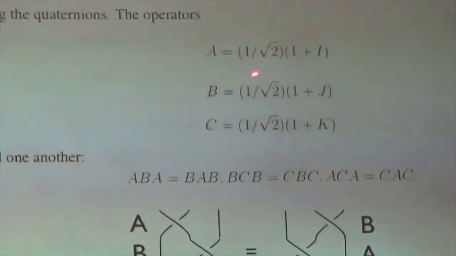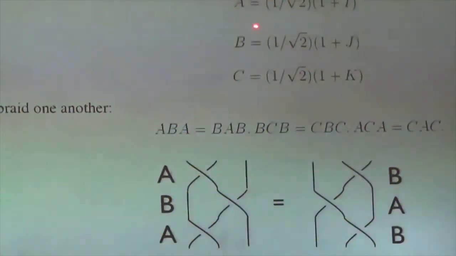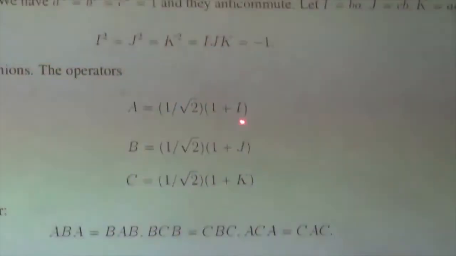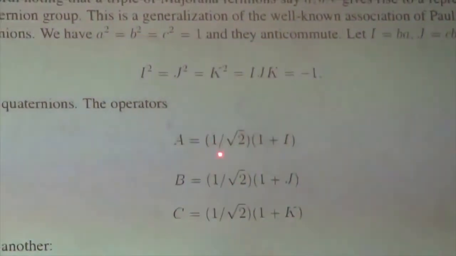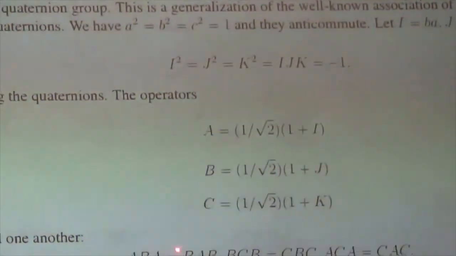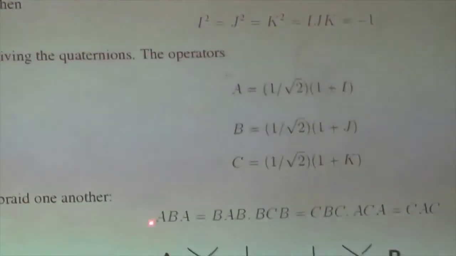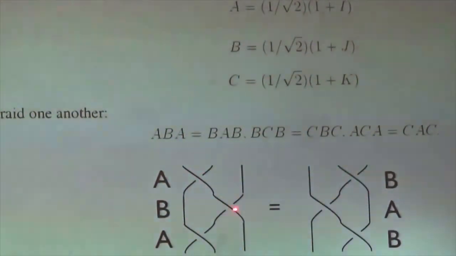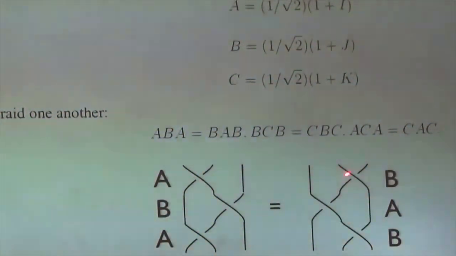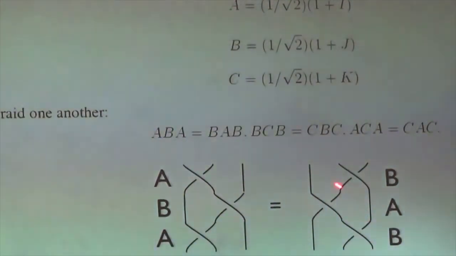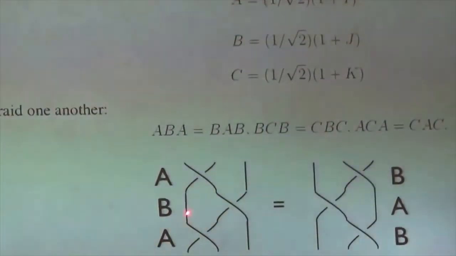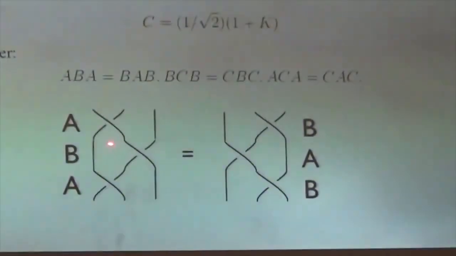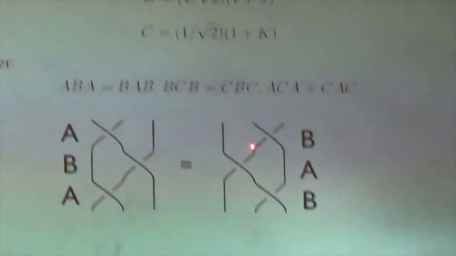And then the braiding comes about by some associated operators. You form 1 plus I, 1 plus J, and 1 plus K, and you find M with a factor, and you find out that if A is that, and B is that, and C is that, and you multiply them, then A followed by B followed by A is the same as B followed by A followed by B. That's the pattern of braiding, as you see, because this is equivalent topologically to that.